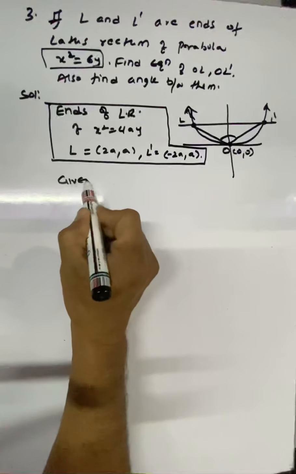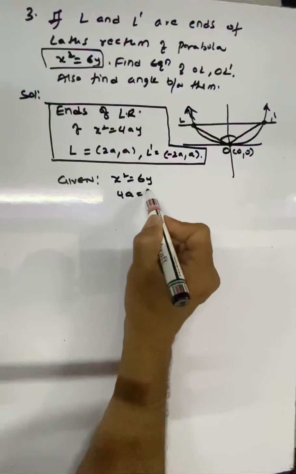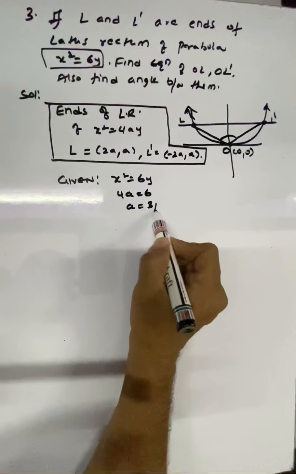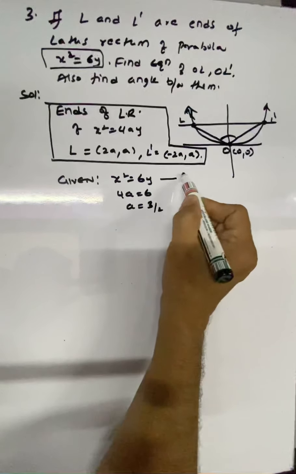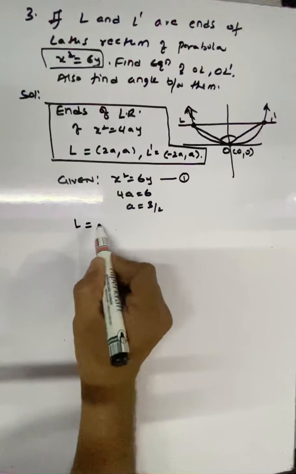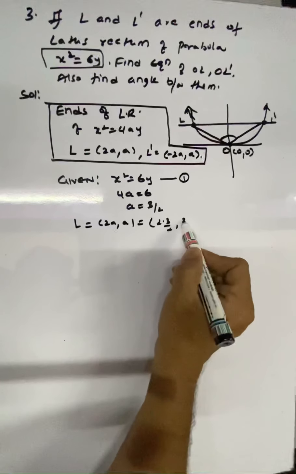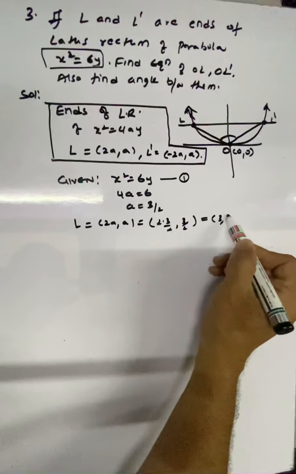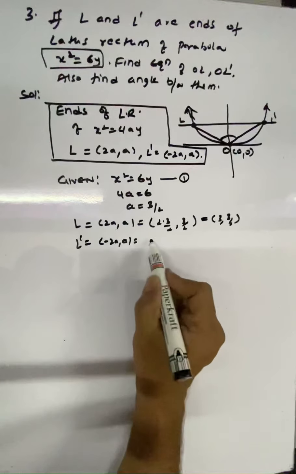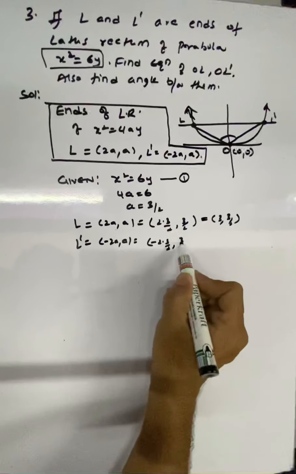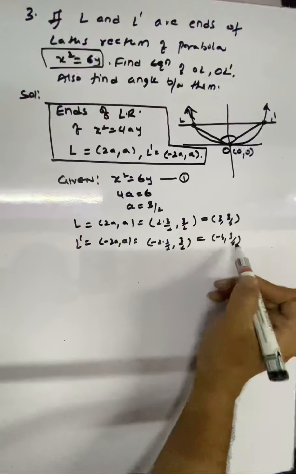Now what is given? Parabola x square equals 6y. 4a is equal to the coefficient of y. So a is equal to 6 by 4, which is 3 by 2. We got the value of a. Once we got the value of a, we have to find L equals 2a comma a, which is 2 into 3 by 2 comma 3 by 2, which is 3 comma 3 by 2. Then L dash equals minus 2a comma a, that is minus 2 into a comma a, that is equal to, 2 cancelled, minus 3 comma 3 by 2.